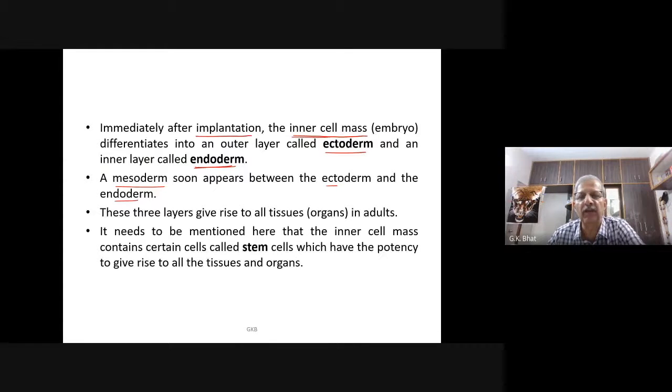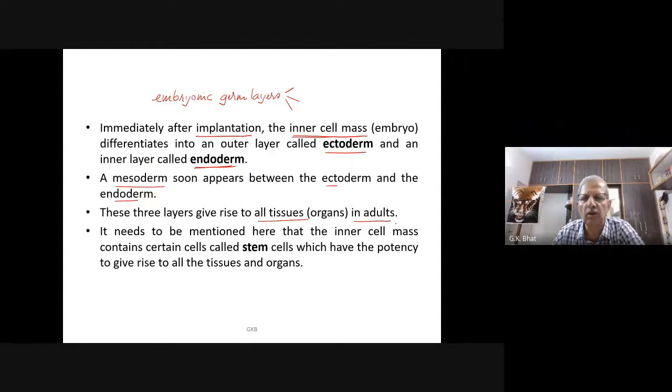These three layers, ectoderm, endoderm, and mesoderm, are together called embryonic germ layers. They appear during the development of the embryo. These three layers give rise to all tissues and organs in the adult.